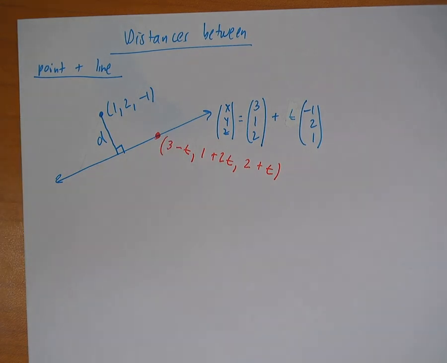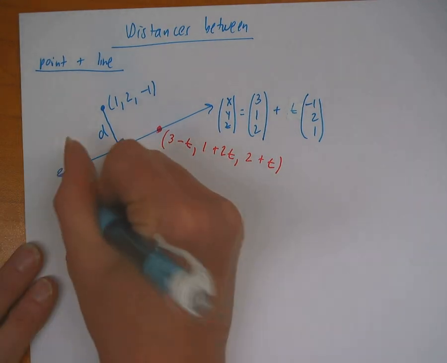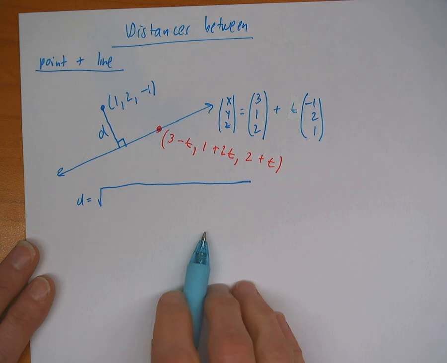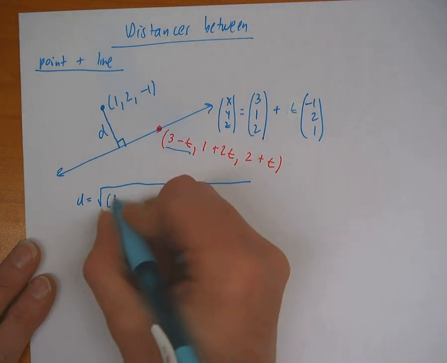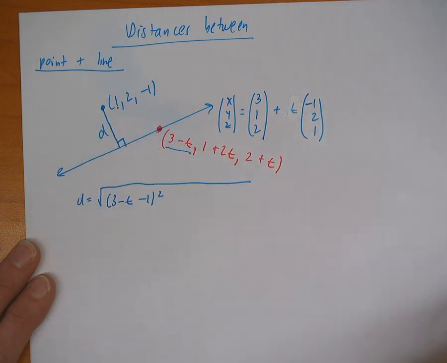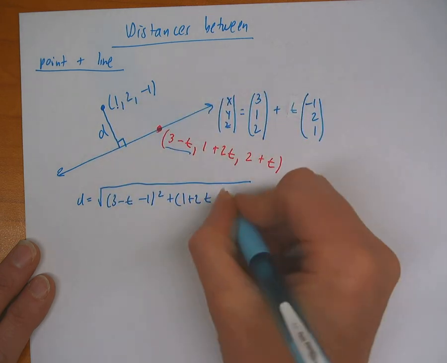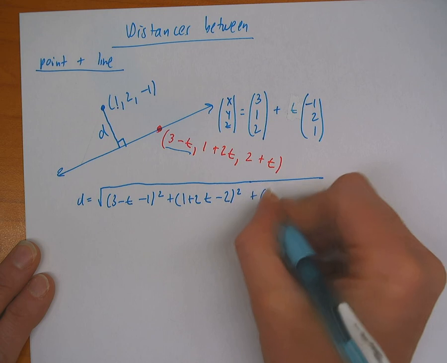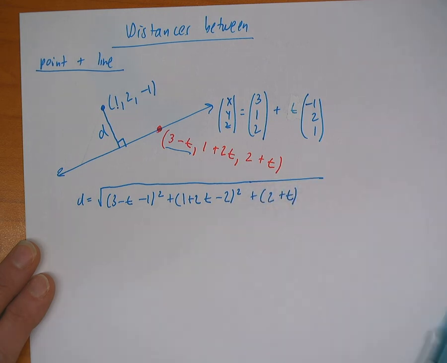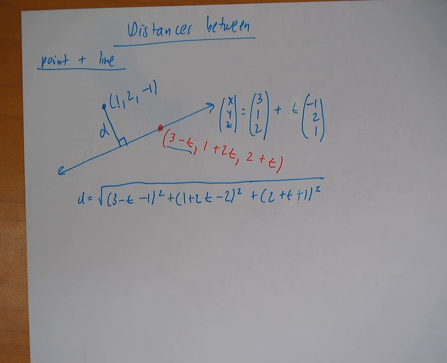Well, think about what else we know about finding distances. We know the distance formula. So if we use the distance formula and substitute in what we've got, I have (3 minus t minus 1) squared, since I subtract x1 from x2, and then (1 plus 2t minus 2) squared, and then (2 plus t minus negative 1), so plus 1, squared. That's going to be our distance for any value of t that I have.